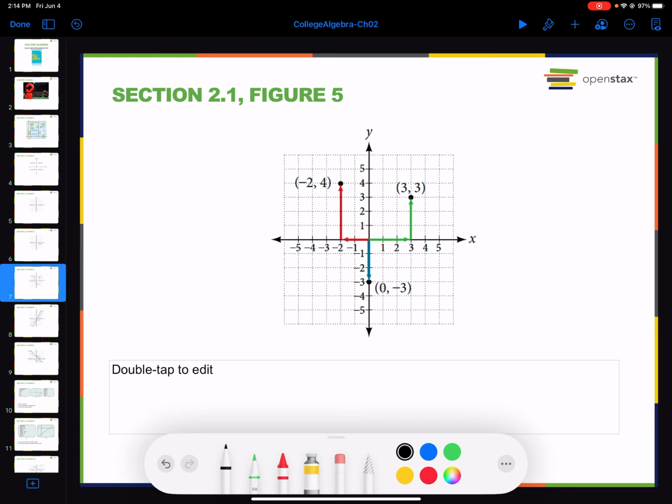And here's some more points. So if you had 0, -3, you would go 0 on the x and -3 on the y. Here you would go positive 3 on the x and up 3 on the y. And then here you have -2 and a positive 4, so you would go -2 on the x and up to 4 on the y.